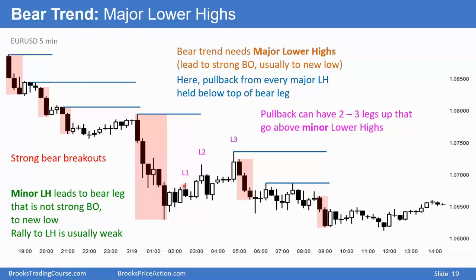Minor lower high usually leads to little legs in a trading range and not reversals or resumptions down. We went down for 1 bar and then trading range price action here.